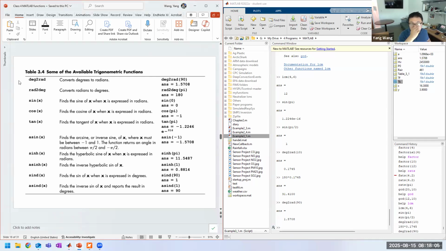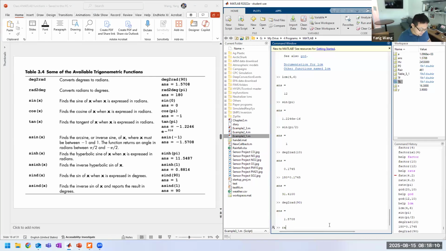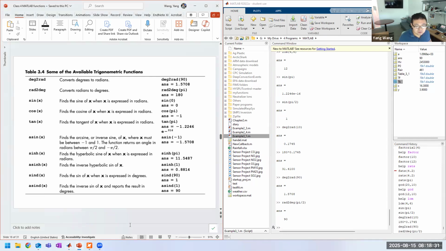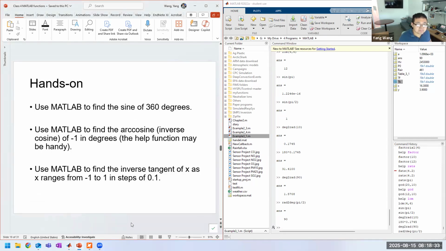You can also convert radian to degree, right? So you can do rad to degree. For example, pi over 2 is going to give you 90. Okay. Sine, cosine, tangent, arccosine, right? So it's an inverse sine. It's a hyperbolic sine, inverse hyperbolic. So these are, I would say, the more sophisticated functions that we may not use in our class.